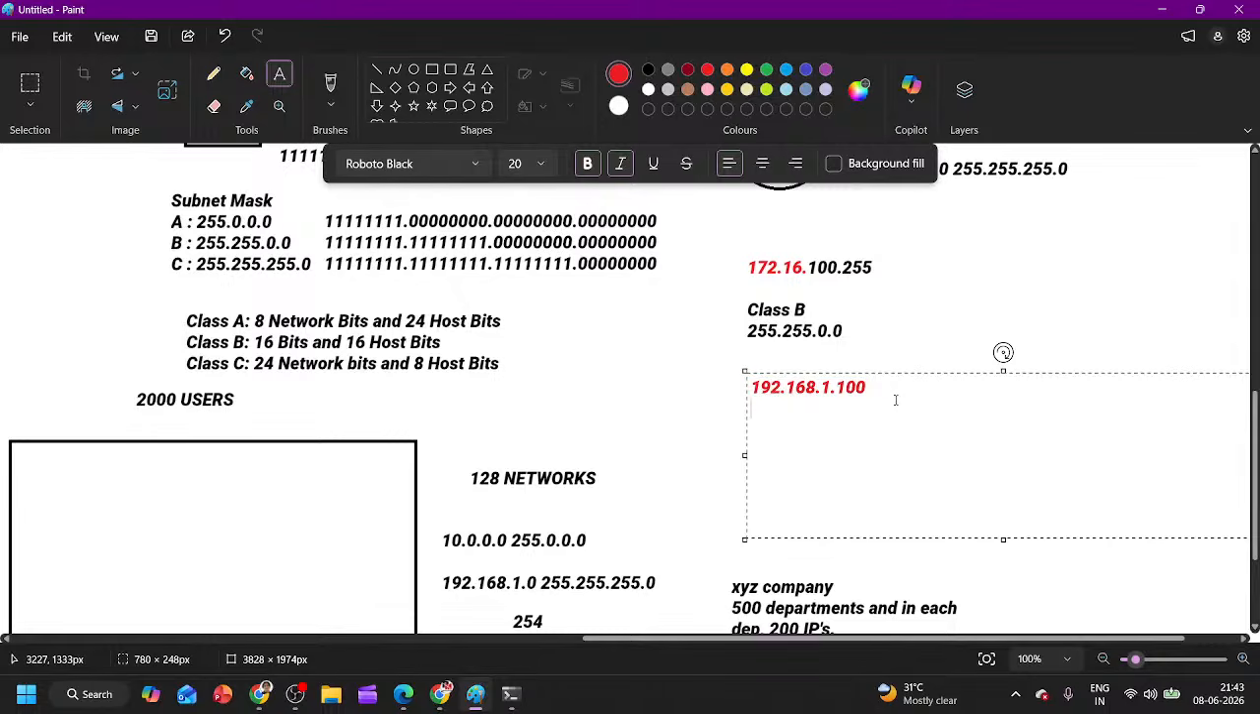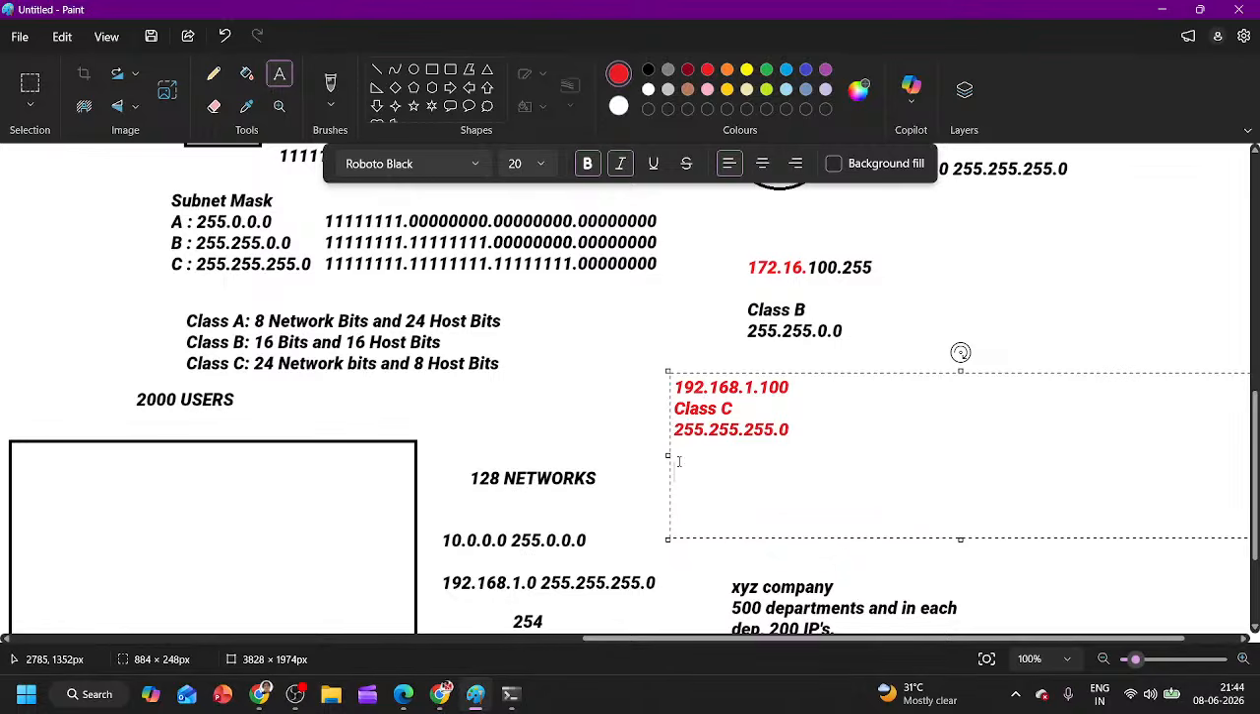First, you can identify the class. So 192.168.1.100 belongs to class C. For class C, the default subnet mask is 255.255.255.0. After that, the actual calculation happens through binary. If you convert your IP address into binary, what will be the binary of 192?